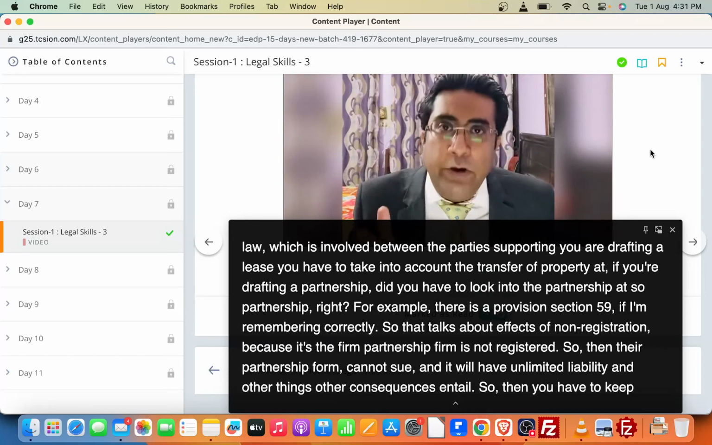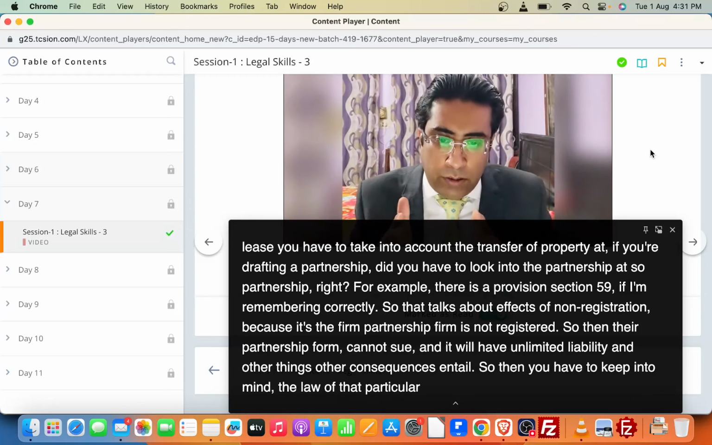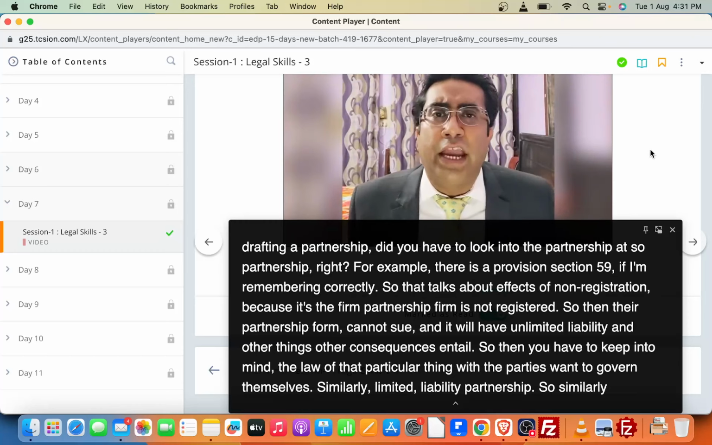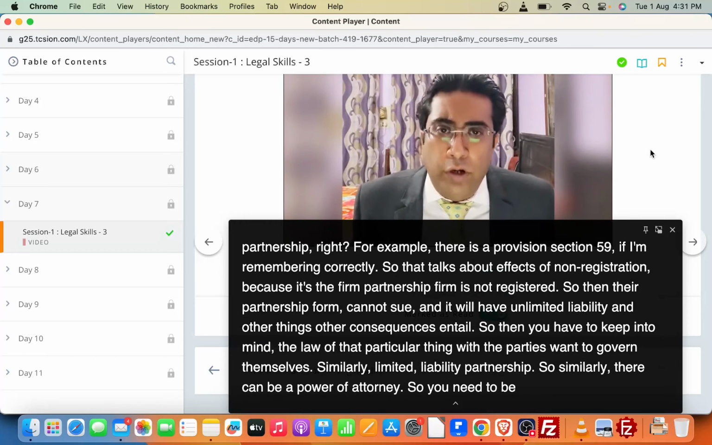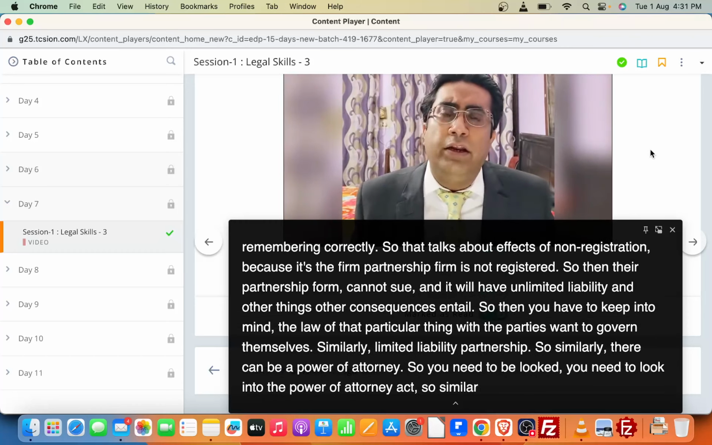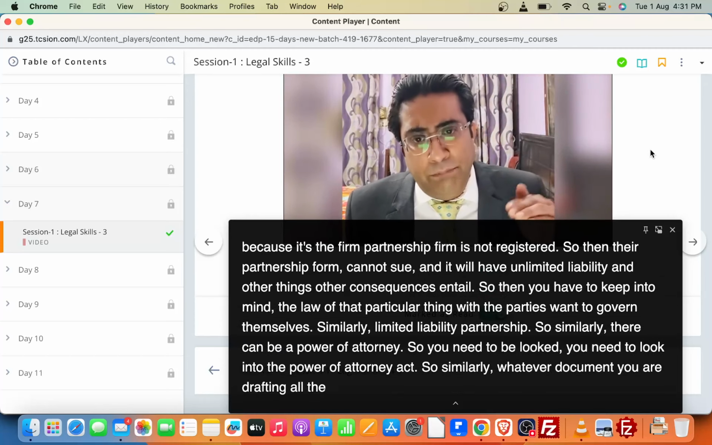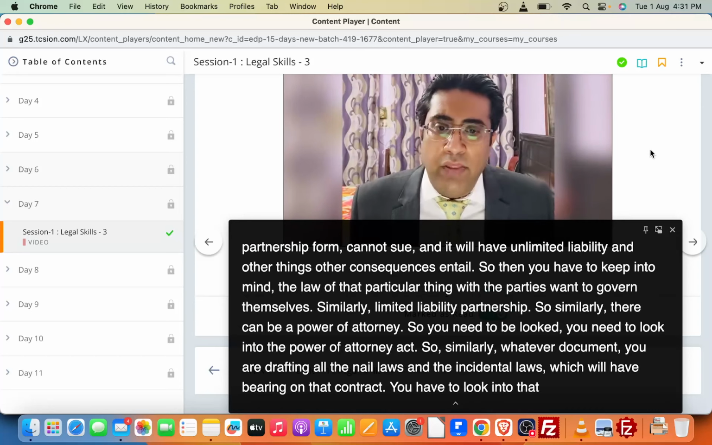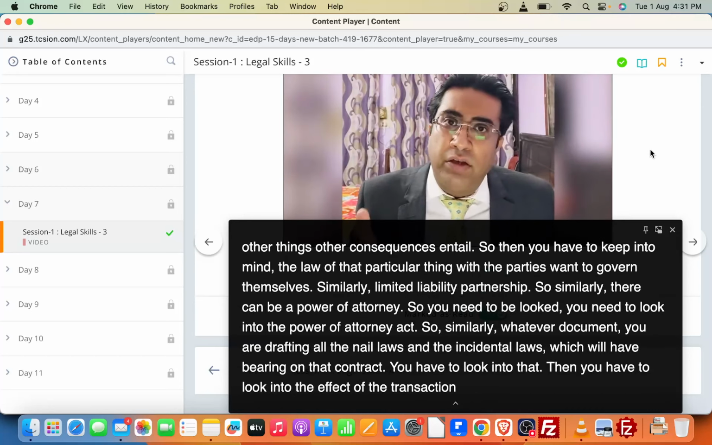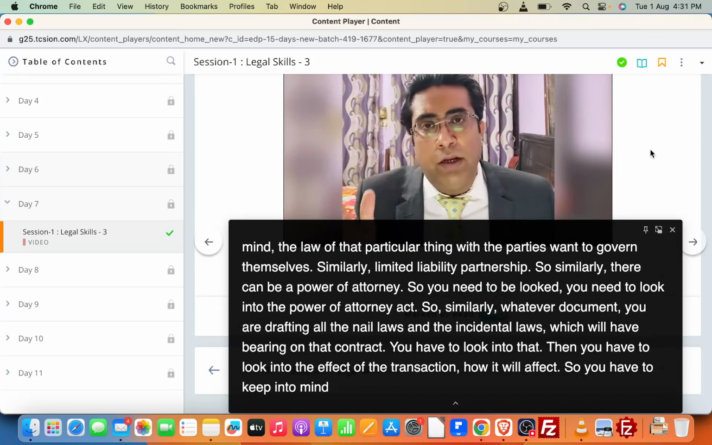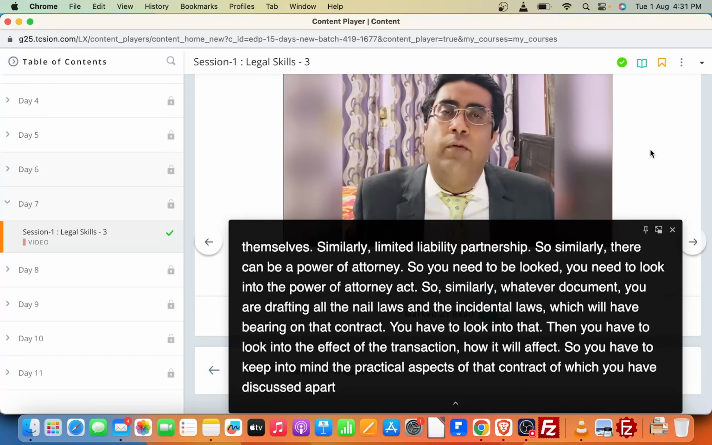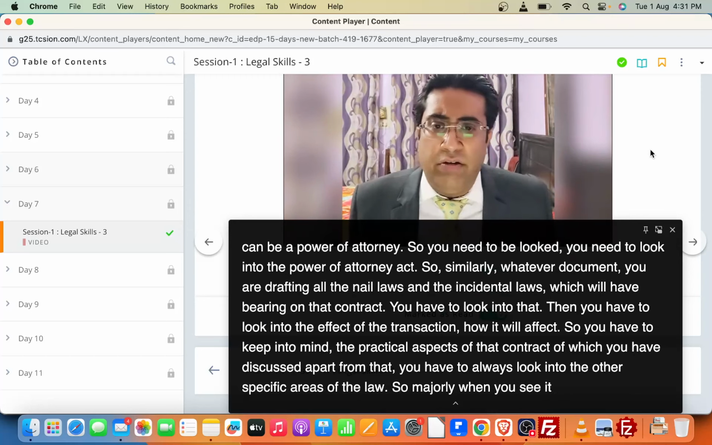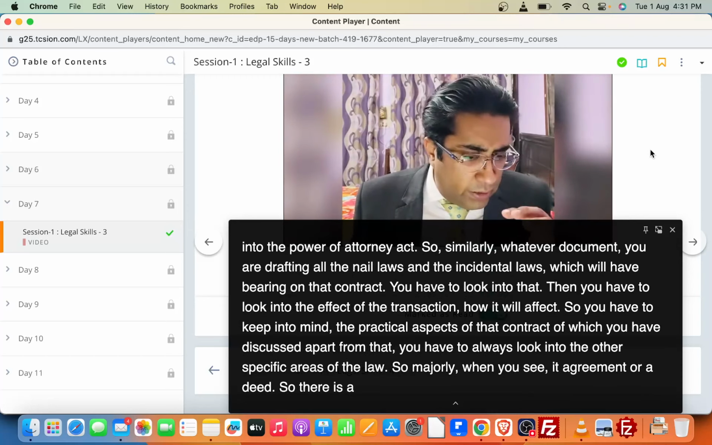So you have to keep in mind the law of that particular thing which the parties want to govern themselves. Similarly, limited liability partnership. Similarly, there can be a power of attorney, so you need to look into the Power of Attorney Act. Whatever document you are drafting, all the main laws and the incidental laws which will have a bearing on that contract, you have to look into. Then you have to look into the effect of the transaction, how it will affect. So you have to keep in mind the practical aspects of the contract law which we have discussed. Apart from that, you have to always look into the other specific areas of the law. So majorly, when you see an agreement or a deed, there is a sequence which happens.